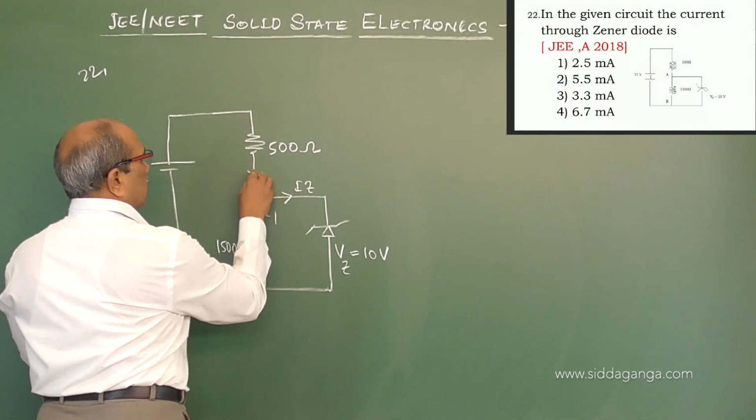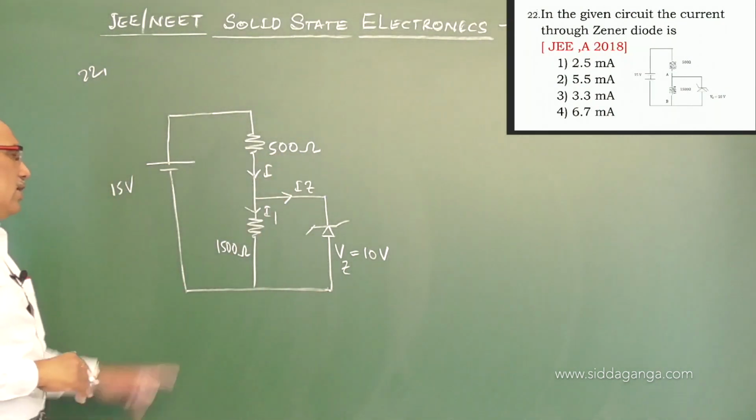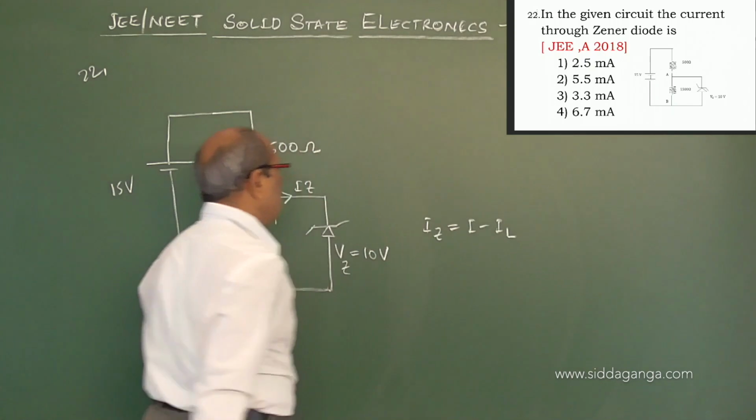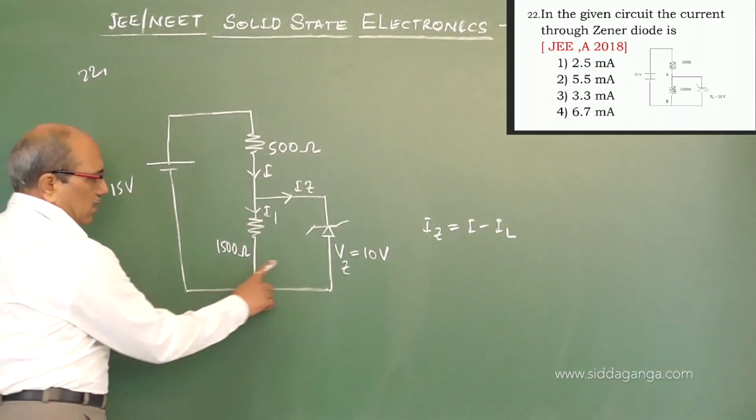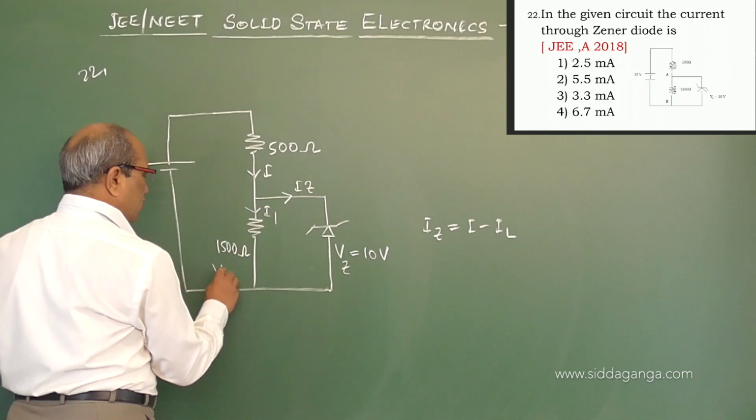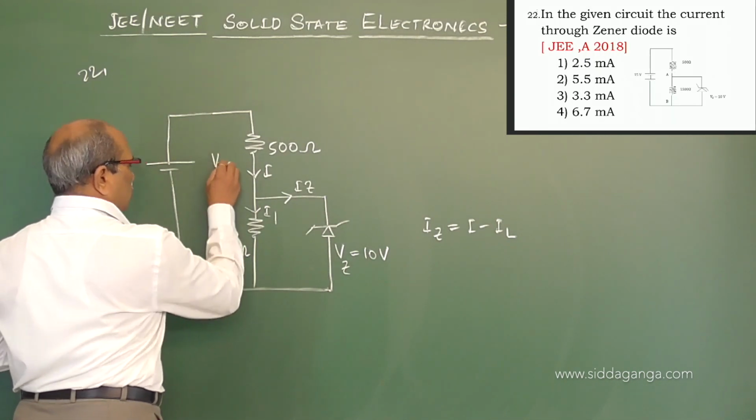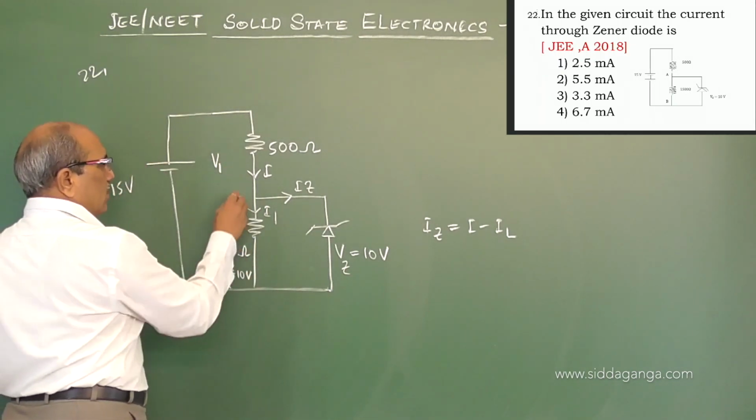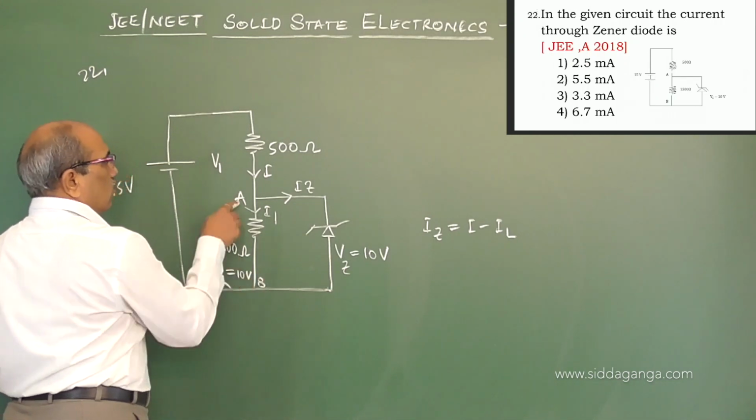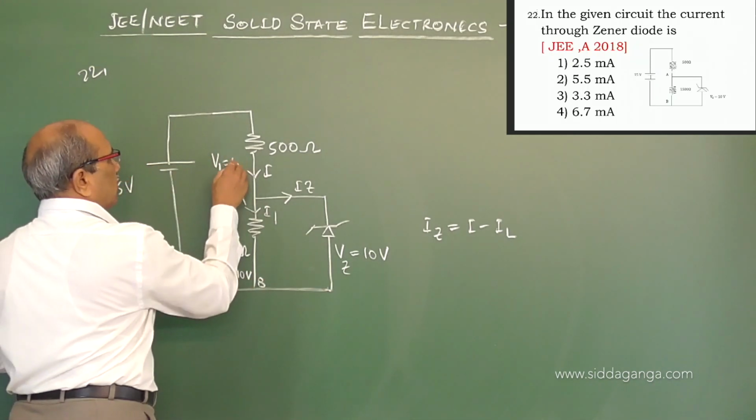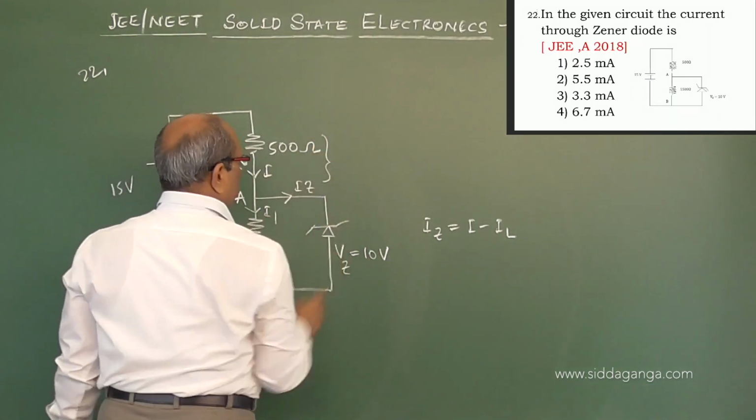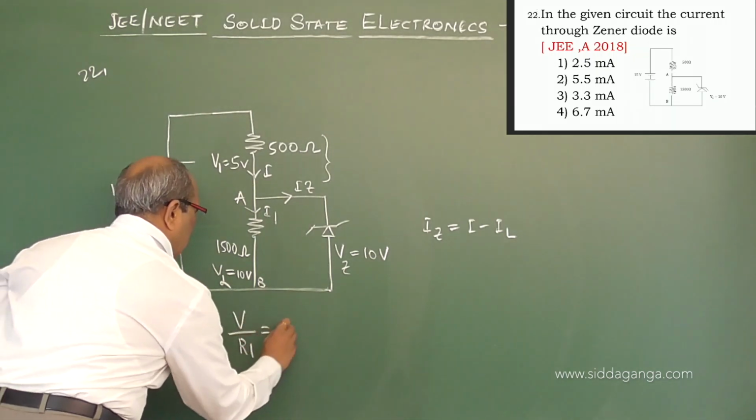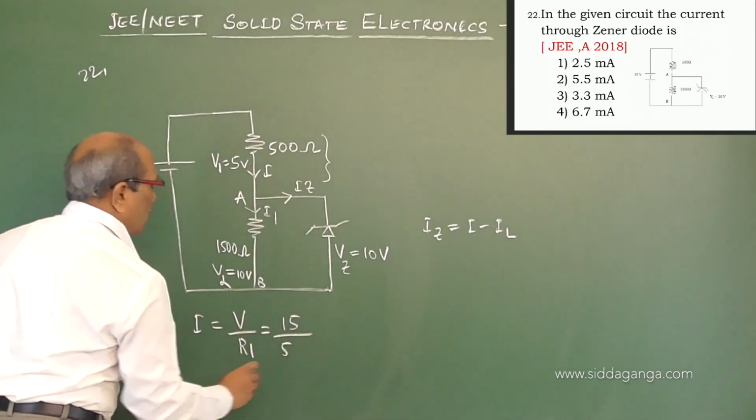If I call this I1 and this is the main current, then Iz required means Iz is equal to I minus IL. Again remember these two are in parallel. The voltage across the Zener is also the voltage across this, V2, and if I call this V1, V2 is 10 volt. Remember, if it is 10 volt, these two are in series. Across AB it is 10 volt. What is the remaining out of 15? Remaining V1 is 5 volt. This helps you to find the main current, that is voltage by resistance 1.